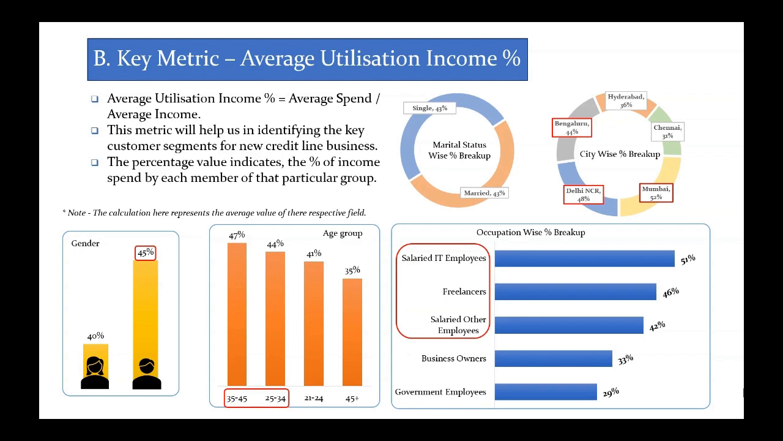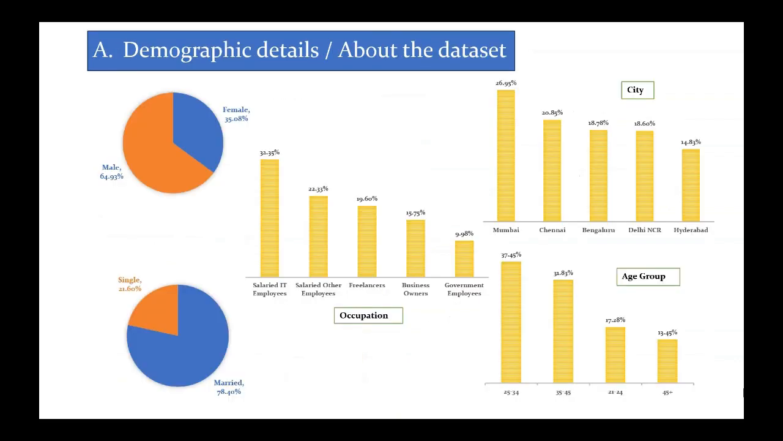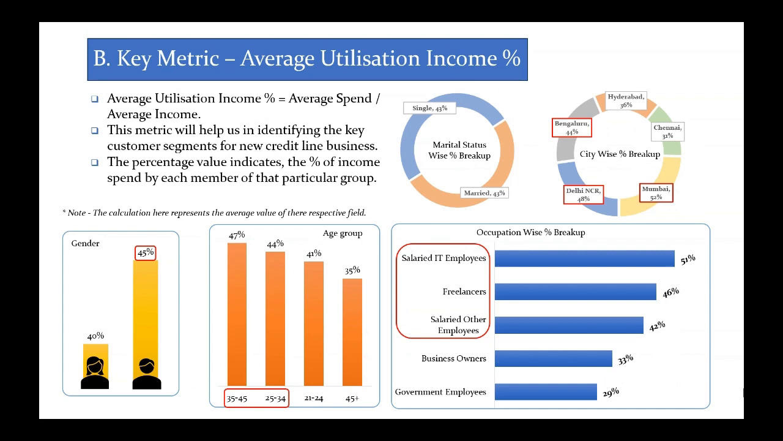In marital status, the single and the married spend equally. While in city, the highest percentage is of Mumbai, which means that Mumbai people spend the most. In this dataset also, we had the highest number of people from Mumbai, Chennai, and then Bangalore. But here we can see that for utilization, we have Mumbai, Delhi, and Bangalore.